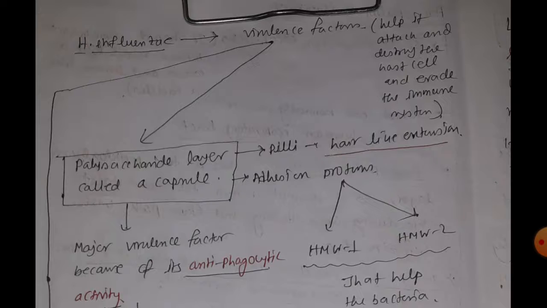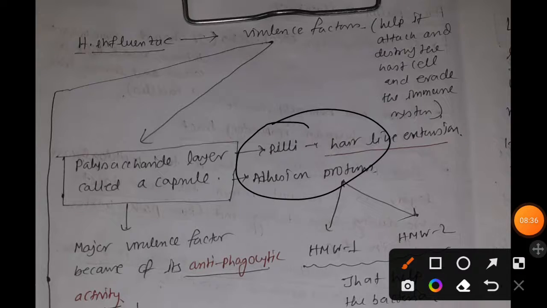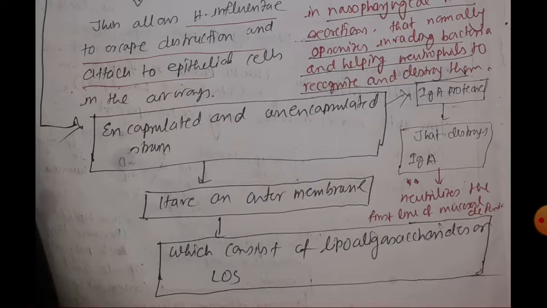One is the polysaccharide layer called capsule, which is only for encapsulated bacteria. This polysaccharide capsule has antiphagocytic activity, protecting bacteria from phagocytosis by macrophages and neutrophils. As a result, bacteria now get the freedom to attach to the epithelial cells of the airways. This attachment is provided by two other important parts, known as pili and adhesion proteins. Examples of adhesion proteins are HMW1 and HMW2.